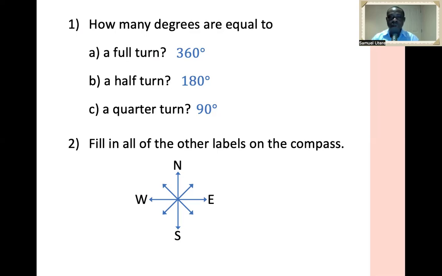Now, in between north and east, you will have northeast. In between east and south, you would have southeast. In between south and west, you would have southwest. And in between north and west, you would have northwest.